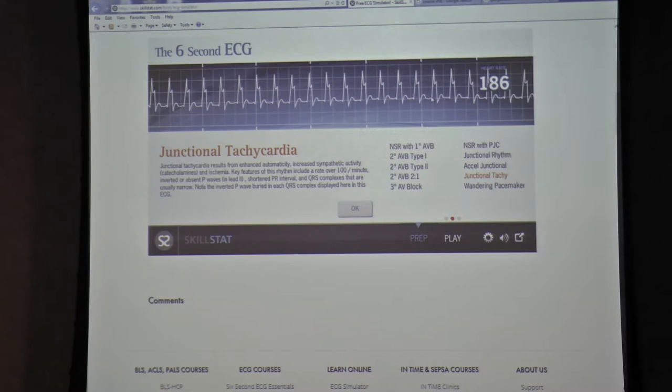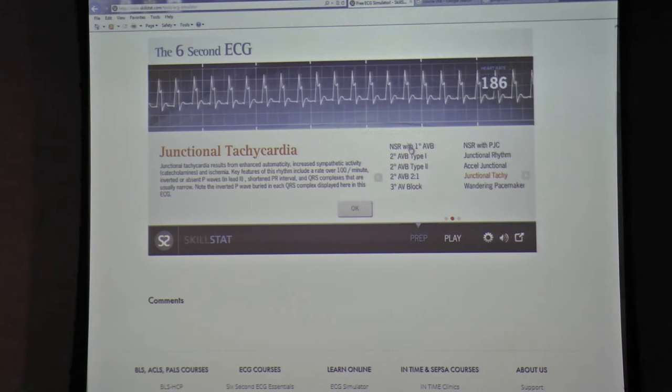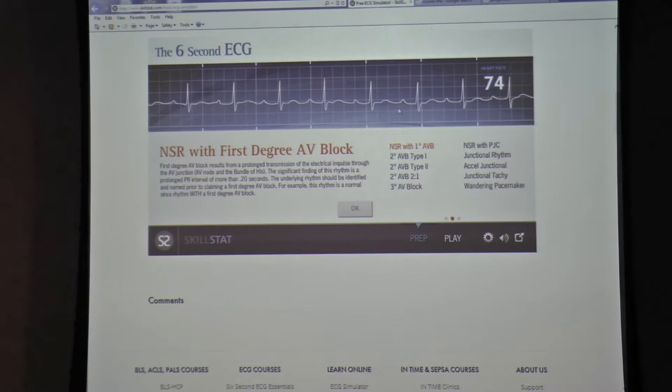And then, okay, not that we'd ever really pick it out, but a junctional tachycardia. So we really can't make out any kind of P waves or anything like that on it, but most of us would probably just call this SVT. Okay, and then the heart blocks. P wave for every QRS, but the P to R interval is longer than normal. So this would be a normal sinus rhythm with a first degree AV block.